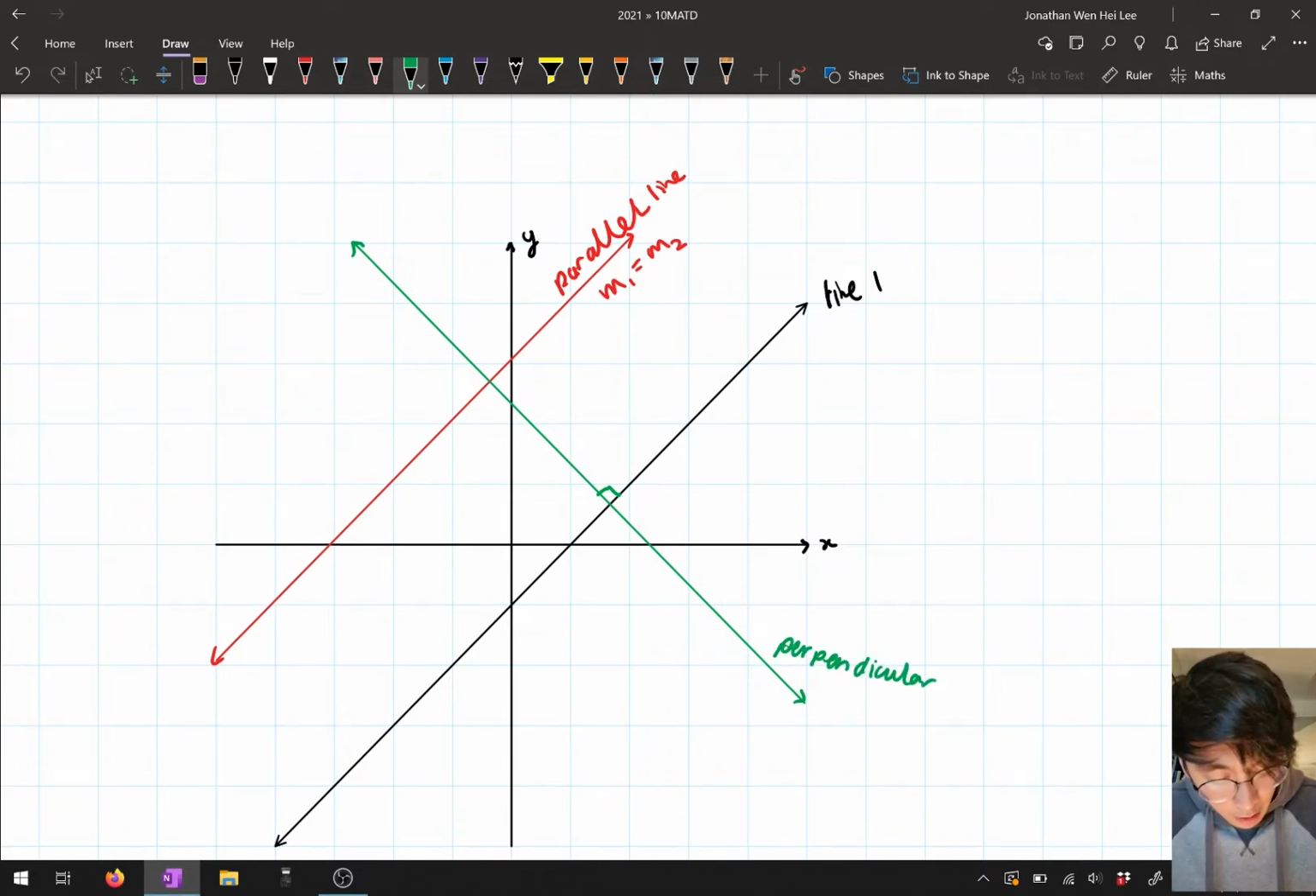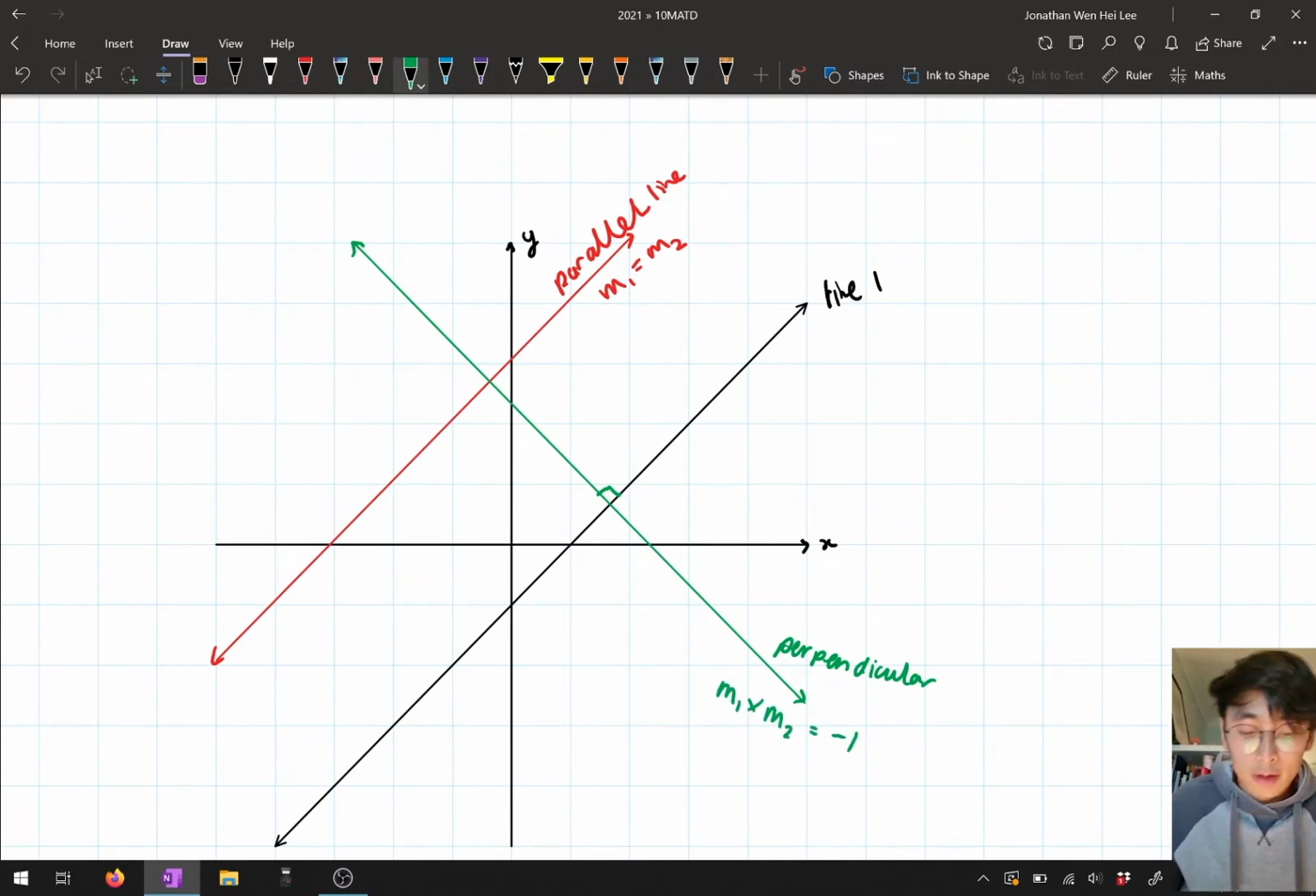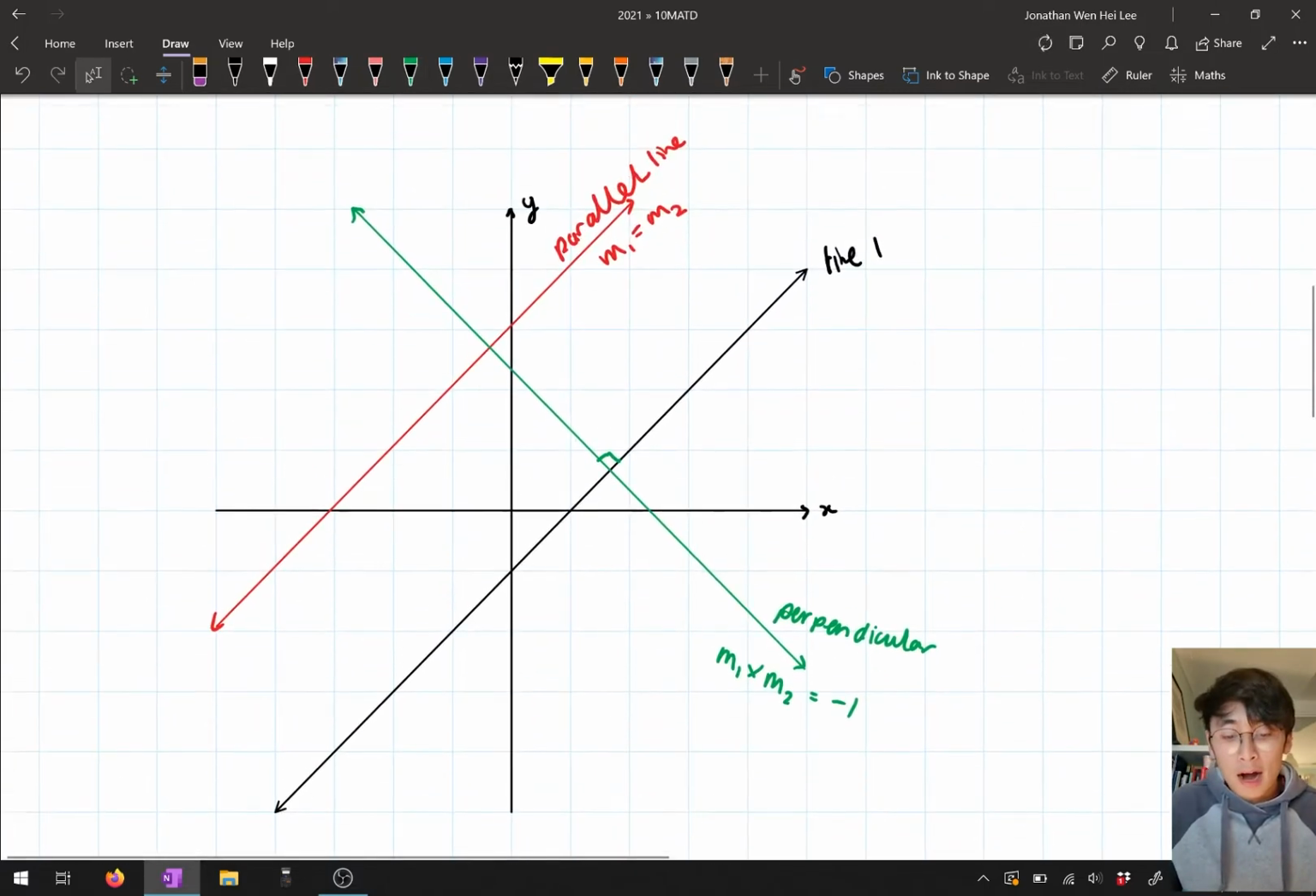And so the condition that we had was m1 times m2 is equal to -1. So that's what it means for lines to be parallel and perpendicular. Parallel means that they never intersect. Perpendicular means that they touch at 90 degrees. So what we want to be able to do is identify whether or not lines are parallel or perpendicular based on their rule.